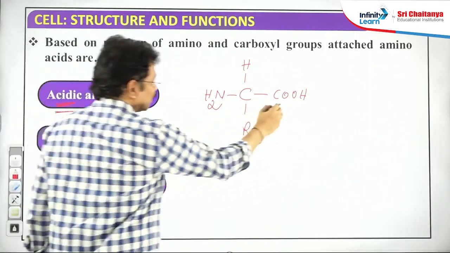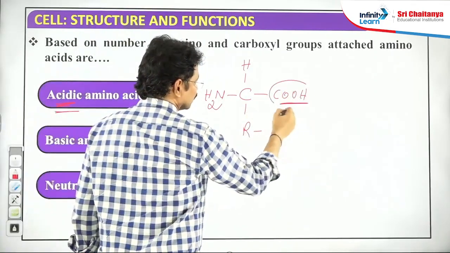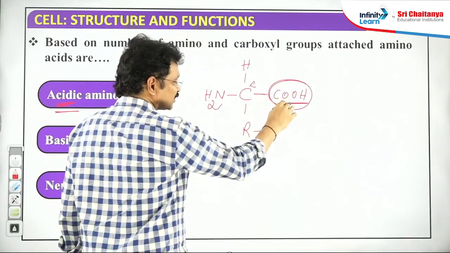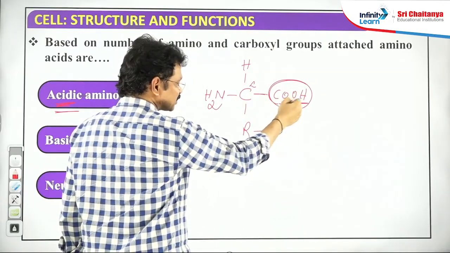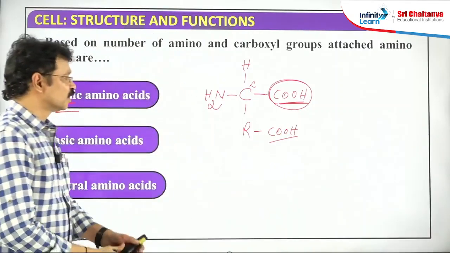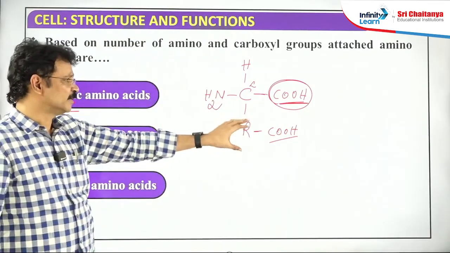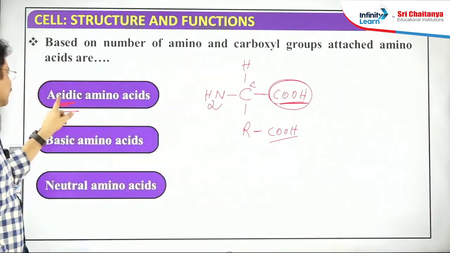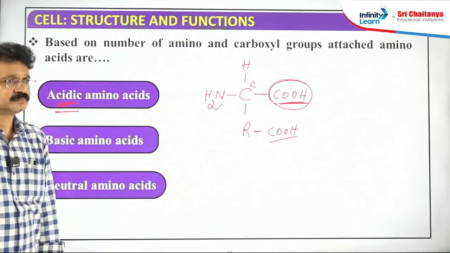Acidic amino acids have more than one carboxylic group. Already one carboxylic group is existing at the alpha carbon. Second, or extra, carboxylic groups are found in the alkyl group also. In the overall structure of the amino acid, the number of carboxylic groups is more than one. That is the meaning of acidic type of amino acid.